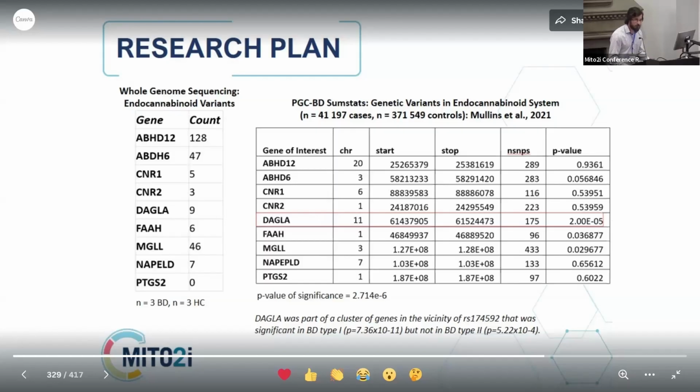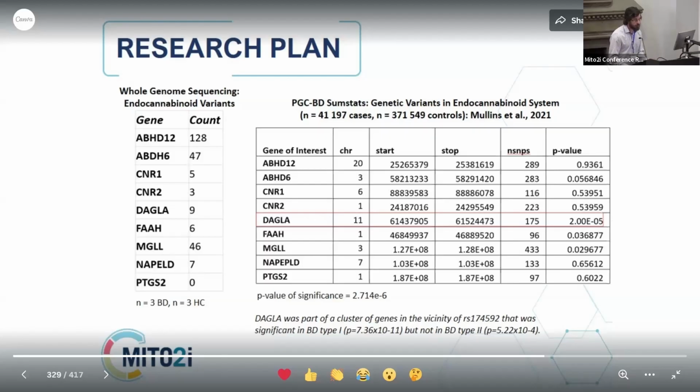So together with our collaborators at the Mayo Clinic, we went on to look using MAGMA, which is a gene-based analysis in the most recent PGC-BD GWAS study, which is comprised of about 42,000 BD cases and 372,000 controls. And what we found when looking at the same gene set of endocannabinoid genes is that it was only DAG lipase alpha that was nearly significantly involved in BD. However, it doesn't quite reach that threshold of significance, as you can see, when you take BD as a whole and you don't try to subtype anything.